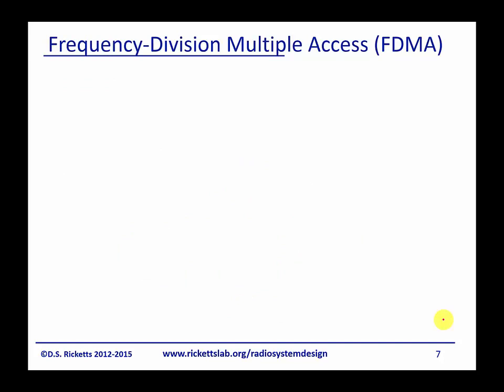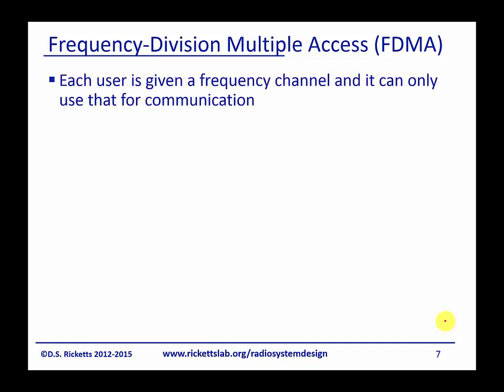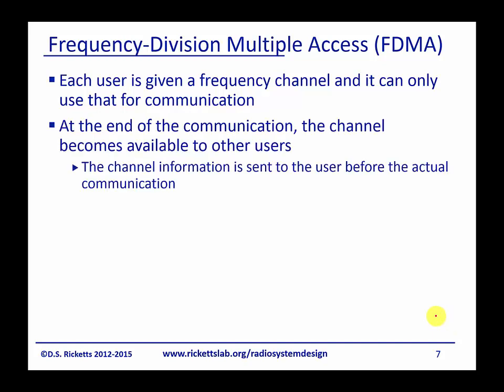So in multiple access, there's a few different standards. One is frequency division multiple access, and you probably already have a good idea how this works. Each user is given a frequency and can only transmit on that frequency. At the end of the communication, the channel becomes available to other users, and the channel information is sent to the user before the actual communication.